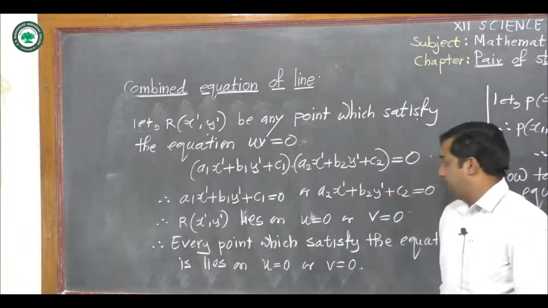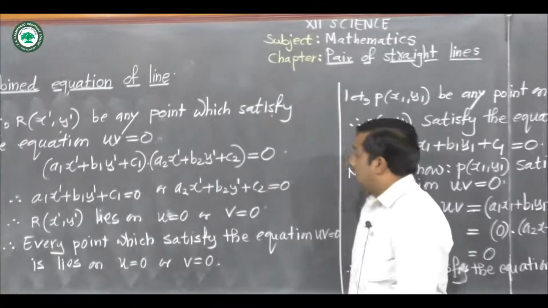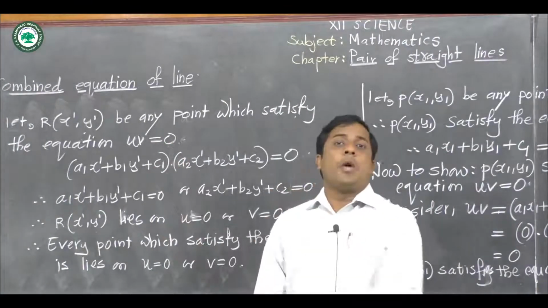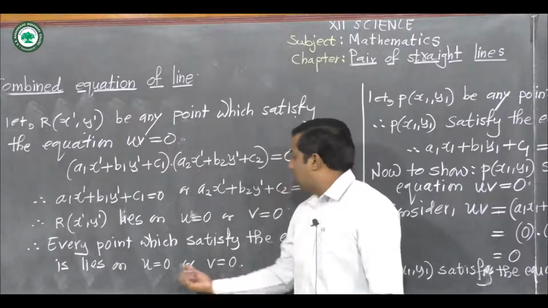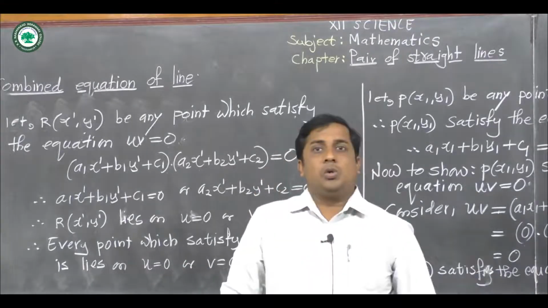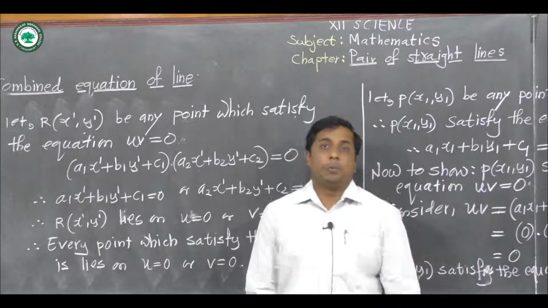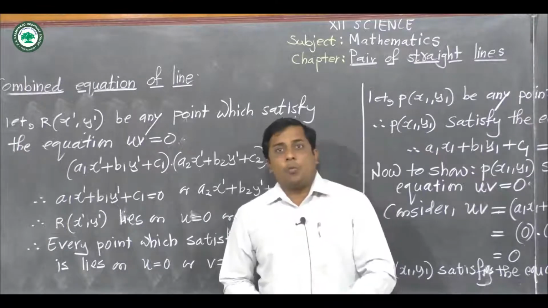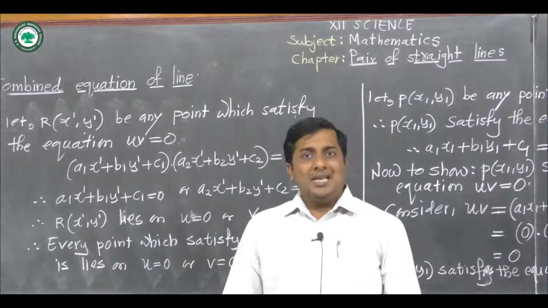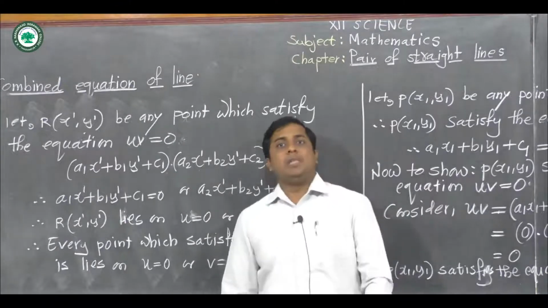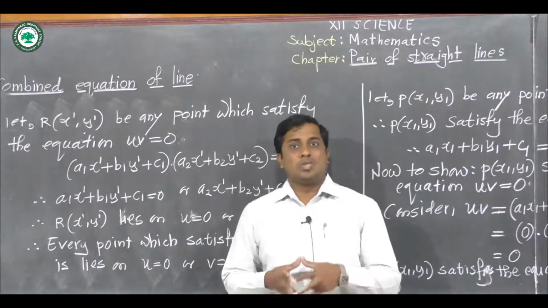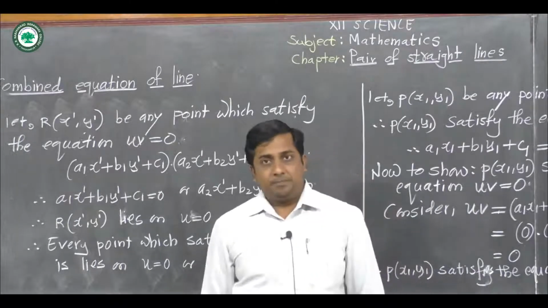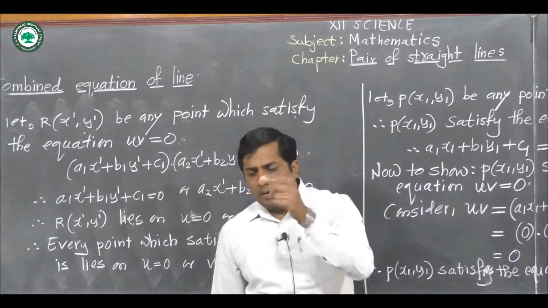So here we say the equation u into v is equal to 0 is the combined equation of the lines u = 0 and v = 0, and this is what we had to prove. So remember our statement of the theorem. The equation u into v is equal to 0 is the combined equation of the lines u = 0 and v = 0. So remember this theorem.